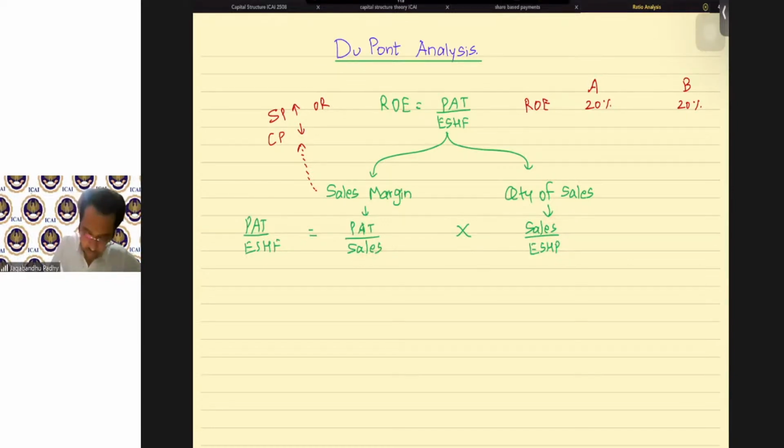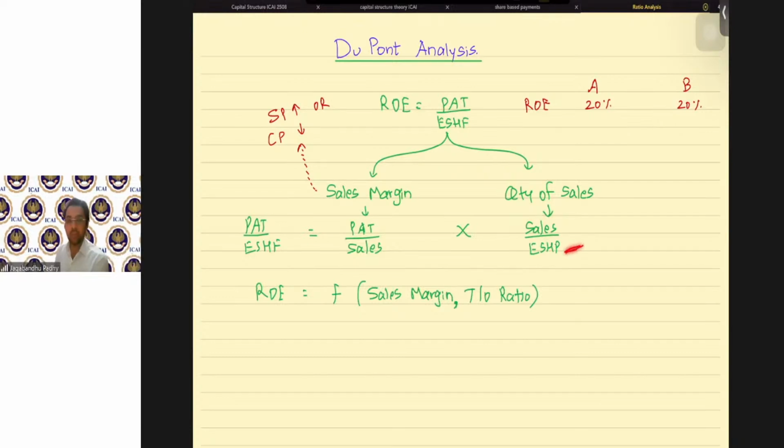So when we are talking of return on equity, it is actually a function of two parts. One is the sales margin, the margin that you have on each rupee of sale, and the second is the turnover ratio. This is the turnover: sales per unit of equity shareholders' funds.